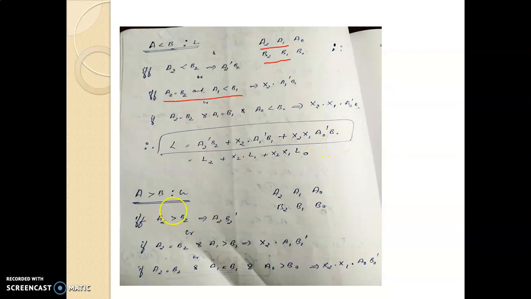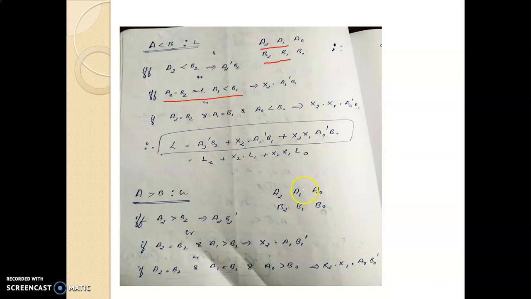Now A greater than B. When will you say A is greater than B? Your A2 has to be greater than B2. So it is A2 is 1, B2 bar, B2 has to be 0. Now what happens when A2 is equal to B2? That is, A2 xnor B2, that is x2, then A1 has to be greater than B1. So A1 B1 bar. So x2, then A1 B1 bar.